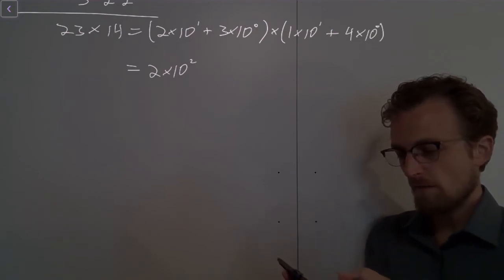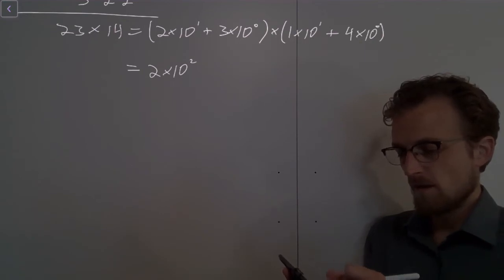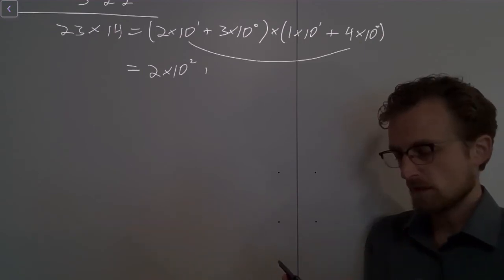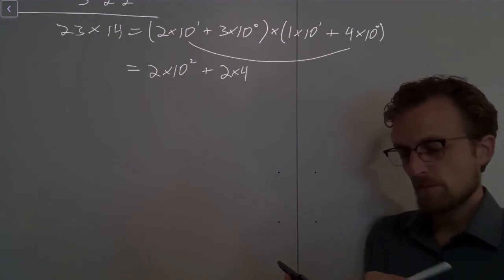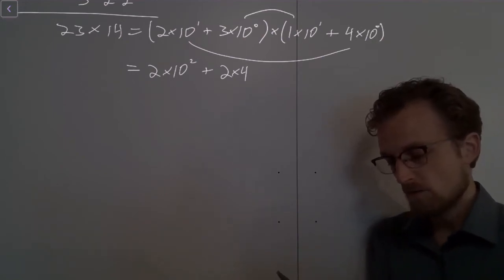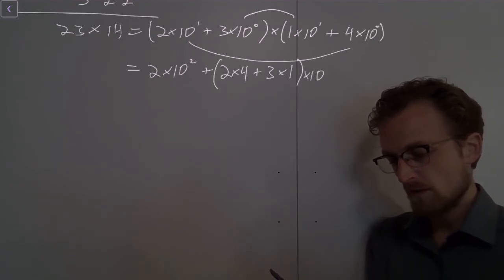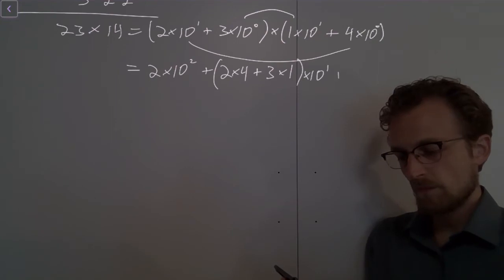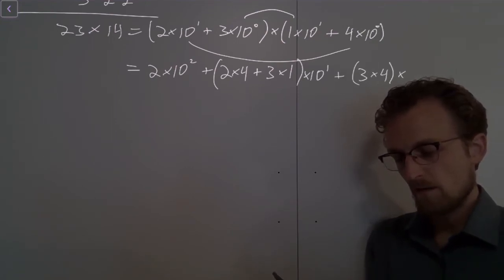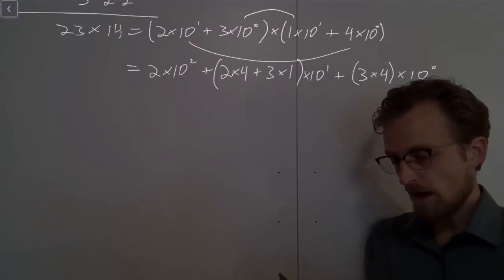And then we have these two terms, oh, sorry, I just did that. We have these two terms multiplied together. So that's plus 2 times 4 times 10 to the 1. And then, just to skip a step, I'll add in this. So 2 times 4 plus 3 times 1 times 10 to the 1. And then plus 3 times 4 times 10 to the 0. Okay? And so what do I have?